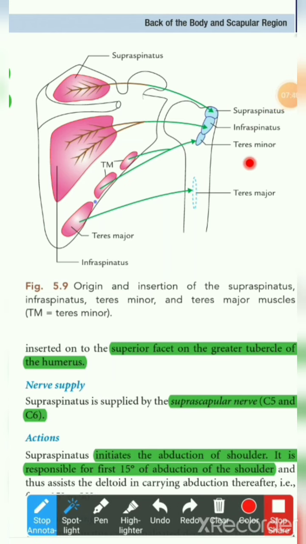So let's see how the infraspinatus looks. Look at that. This is the infraspinous fossa. So this muscle arises from this fossa, and it is inserted in the medial facet of the greater tubercle of the humerus.